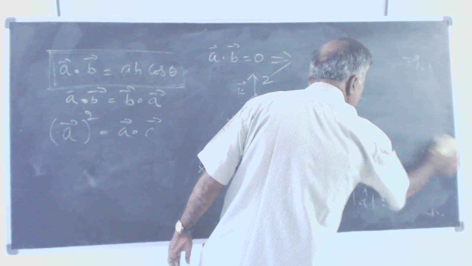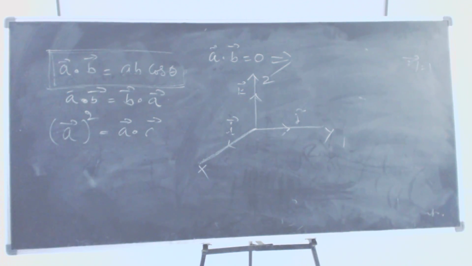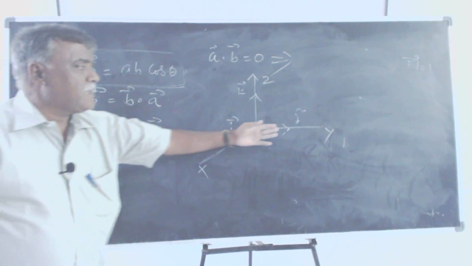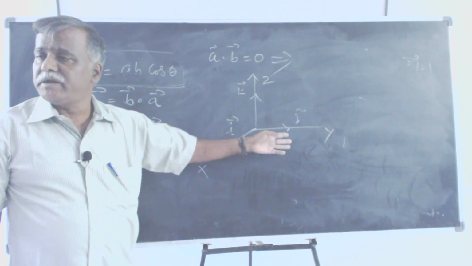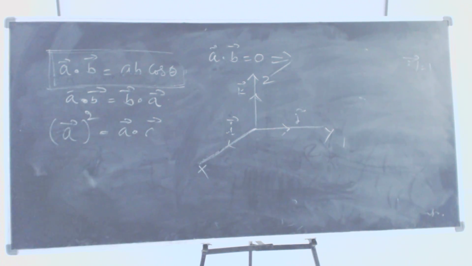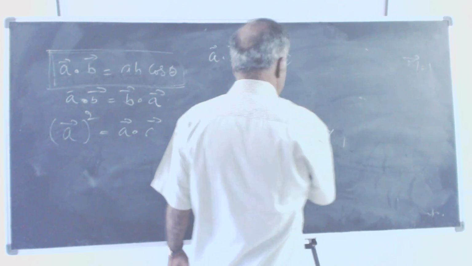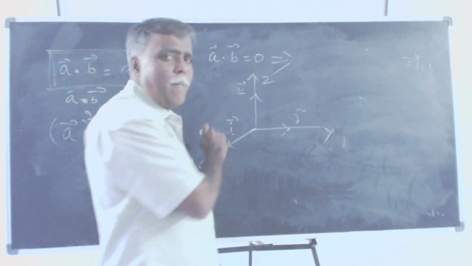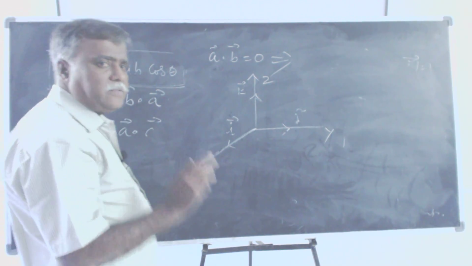Will anybody tell me what is the angle between i vector and j vector? I said x and y-axis. These two are perpendicular. Perpendicular means the angle between them is 90. So the angle between i and j is 90 degrees. j and k, that is also 90. k and i, that's also 90.